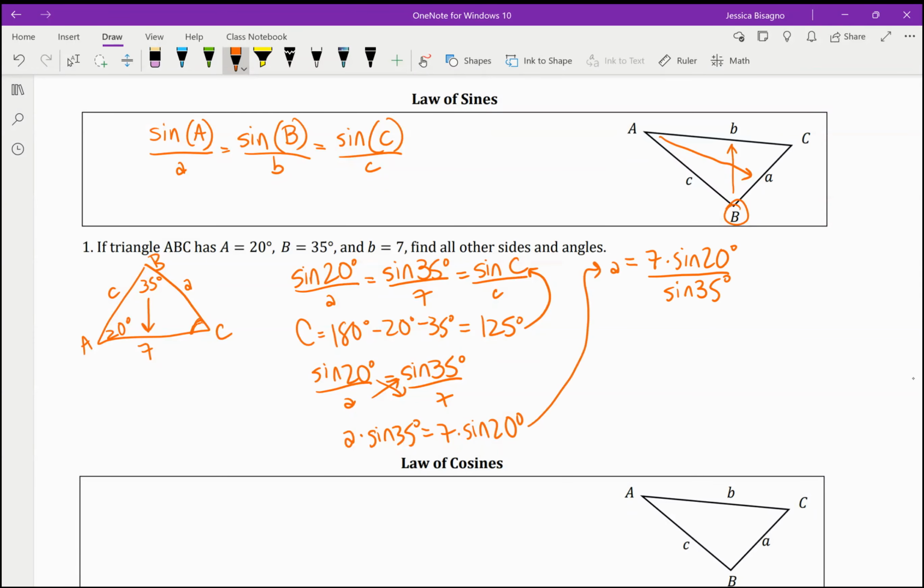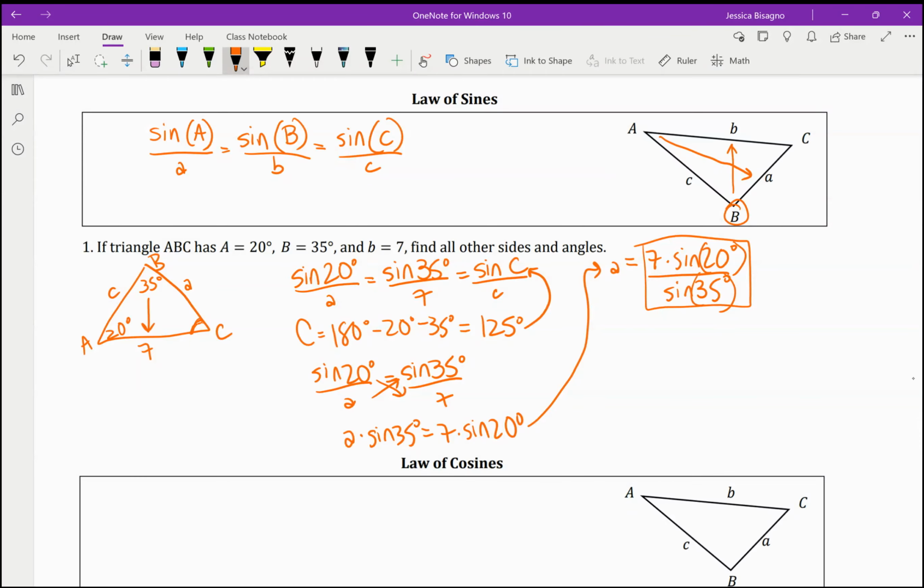I can't bring up my calculator right now on this video, but you would just plug this into your calculator exactly as written. Okay, you cannot divide out the sines. Don't try to do anything fancy. You can't divide the sines. You can't divide the 20 and the 35. It's 7 times sine of 20 divided by the sine of 35. You cannot simplify this any further. You just plug it into your calculator.